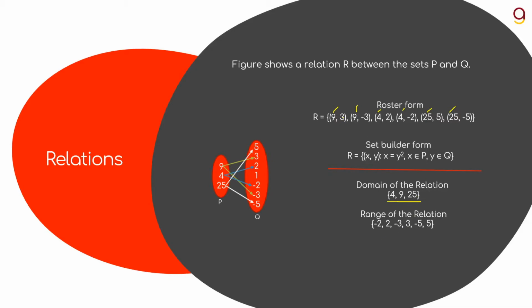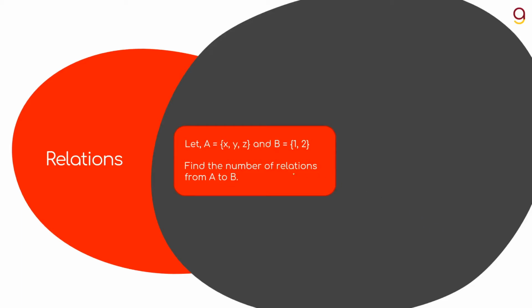Now the range will consist of the second components 3, minus 3, 2, minus 2, 5 and minus 5. These 6 elements will be there in the set of range. Clear? Now let's see another question.